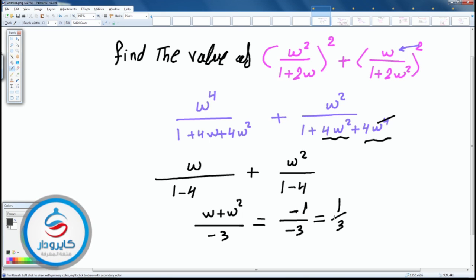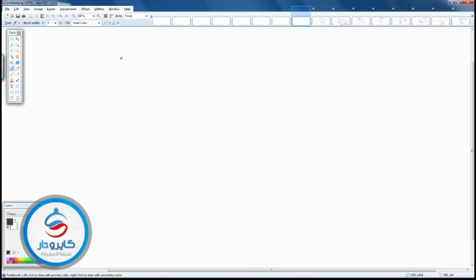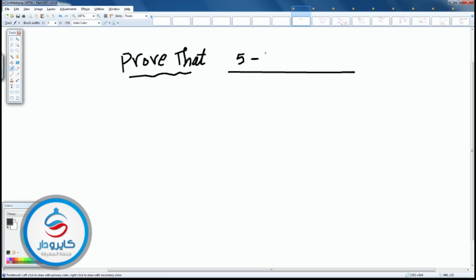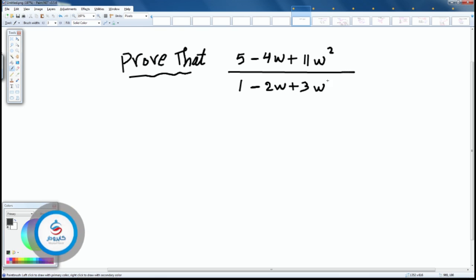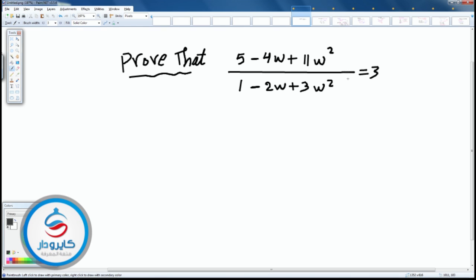To another example. Prove that five minus 4 omega plus 11 omega square over 1 minus 2 omega plus 3 omega square equals 3. Let's start by the left hand side.